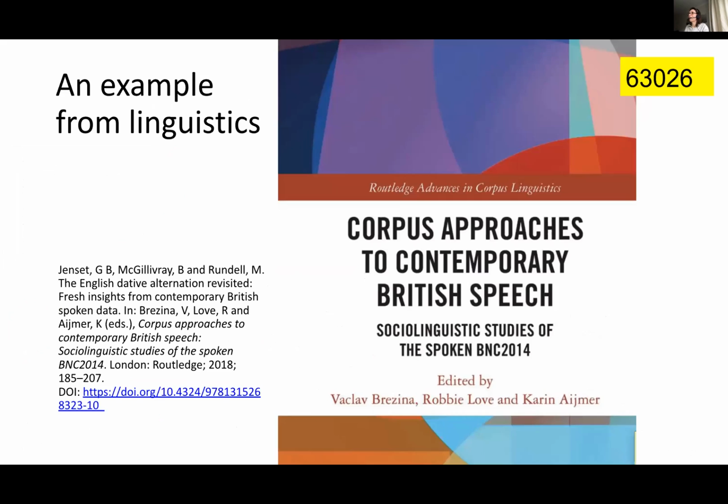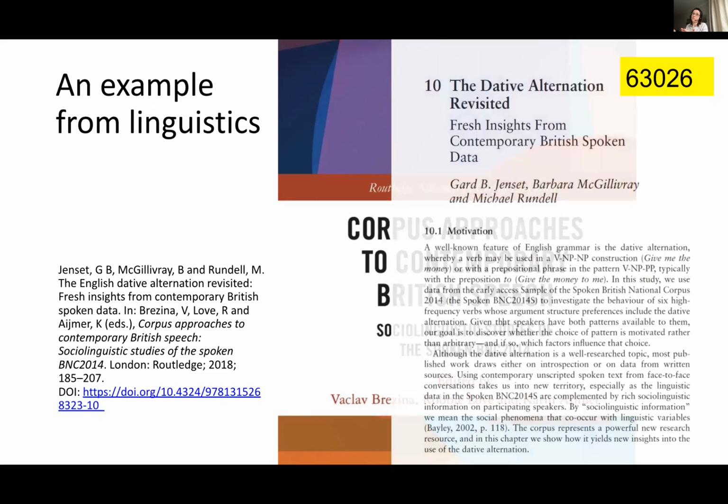So this is an example from linguistics. It's my research area. I did a study on the spoken British National Corpus, which was created in 2014. And the study was published as a traditional paper, a chapter in a book, where we describe this particular phenomenon called dative alternation, where certain verbs allow two different constructions. I give you the book and I give the book to you. And so we analyzed the sociolinguistic differences between these two constructions.